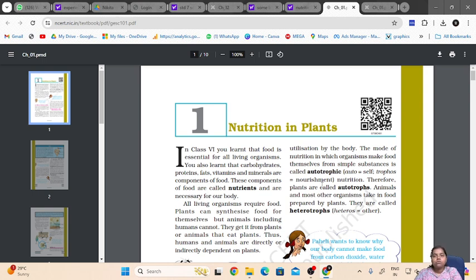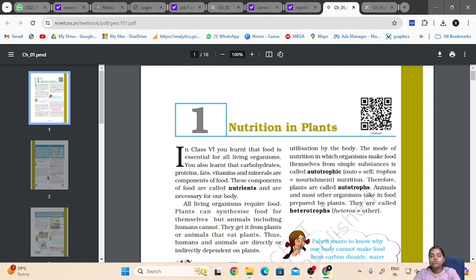Okay, so hetero means what? Hetero stands for other and trophs stand for nourishment. So what we do, we take nourishment from others, that's why we are called heterotrophs. But in case of plants, they are called autotrophs. Why are they called autotrophs? Auto means self and trophs means nourishment. Okay, so they are self-nourished, they prepare their own food and they utilize it.